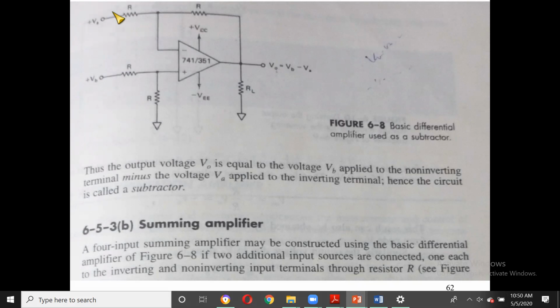Please remember that under this condition, all these resistor values will be the same. All the resistor values will be the same. They will not be different. Okay. So V0 will be equal to VB minus VA.